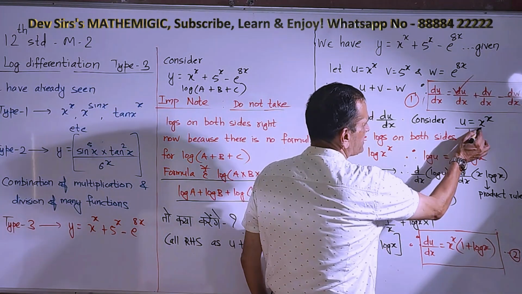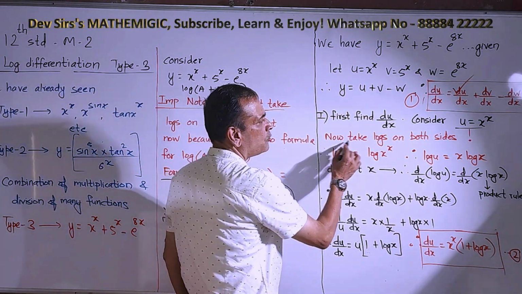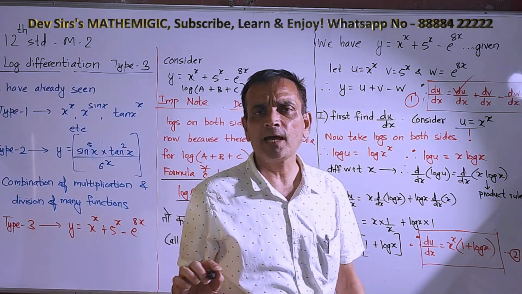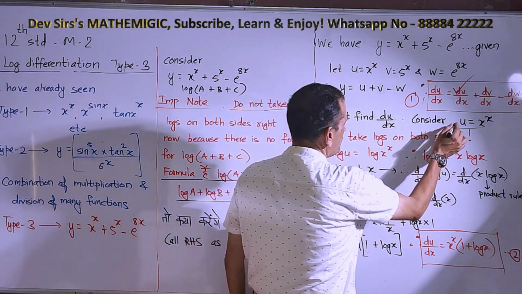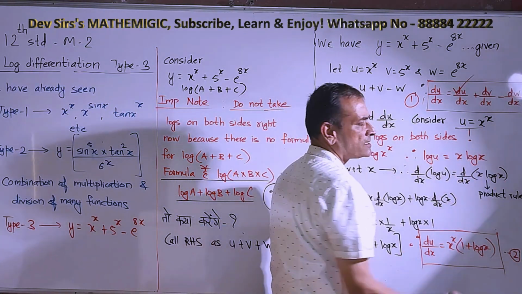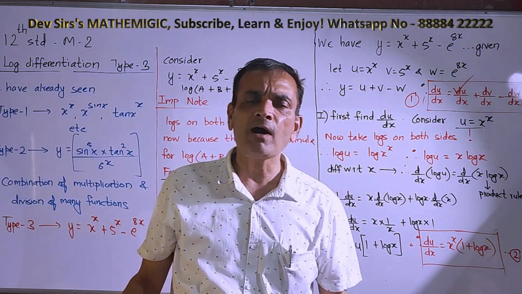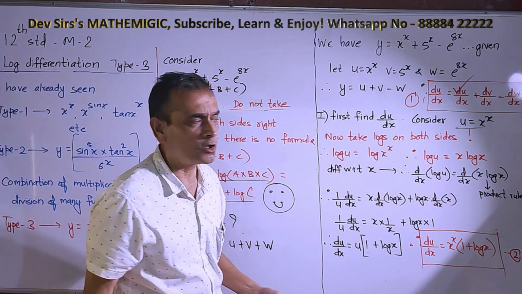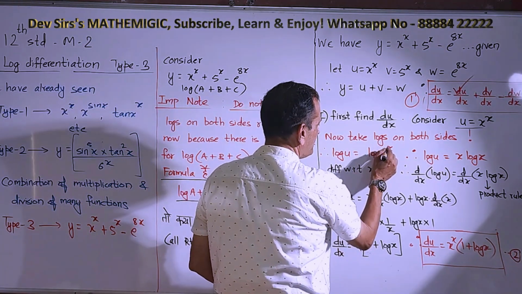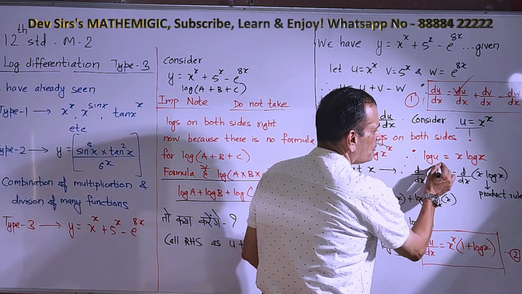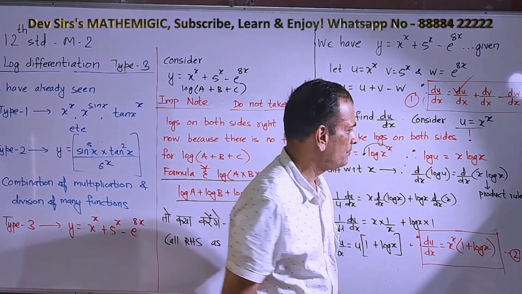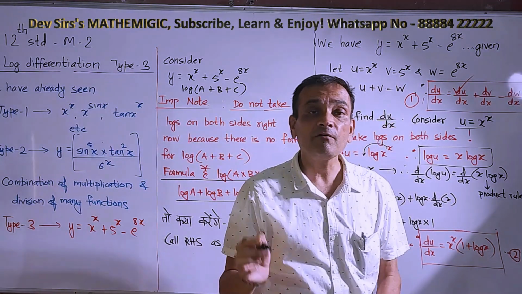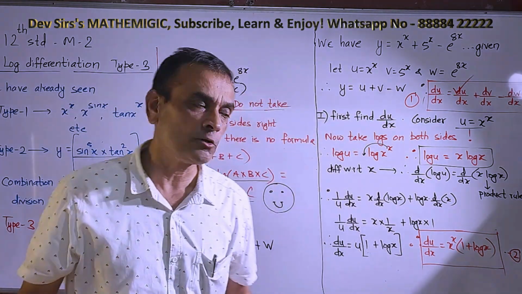So u is equal to x raised to x means now take logs on both sides. So दोनों तरफ log लिया तो क्या आता है? Log of u is equal to log of x raised to x. The other day we had log of y is equal to log of x raised to x. Then what is the rule of log? Only one rule. x सामने आता है. So log of u is equal to x log x. This is our equation. After which we are going to differentiate with respect to x.